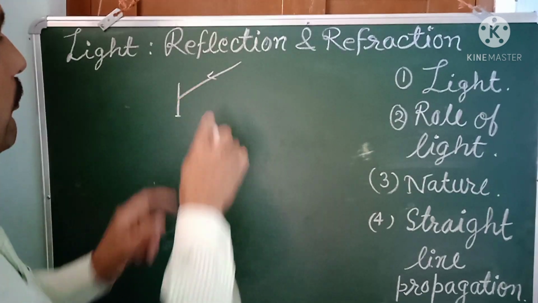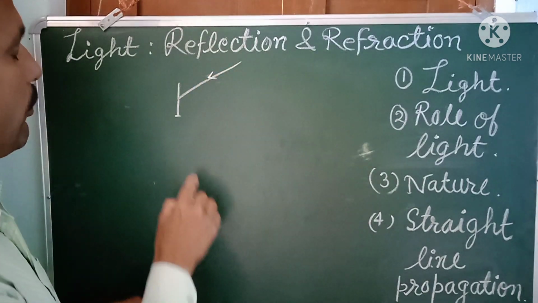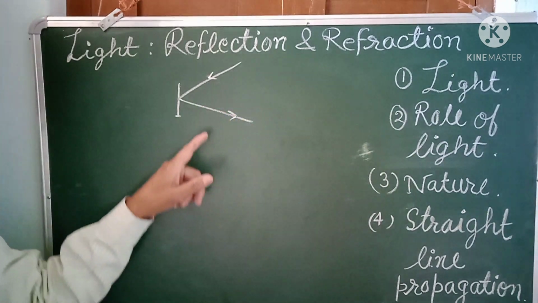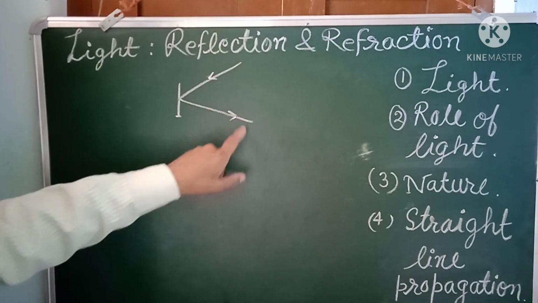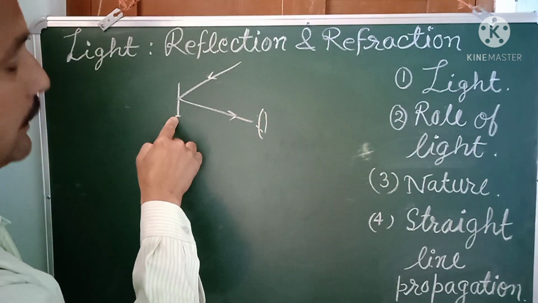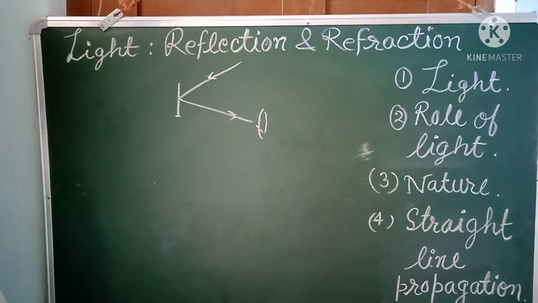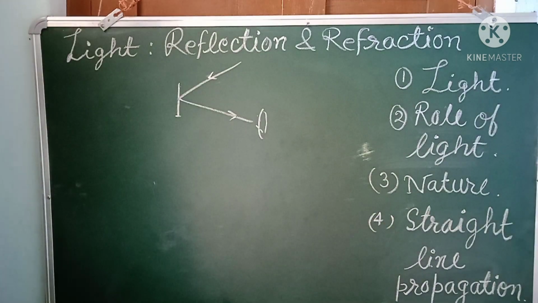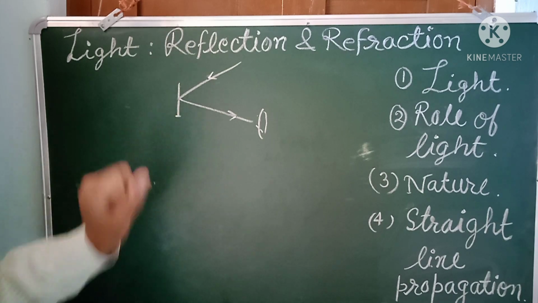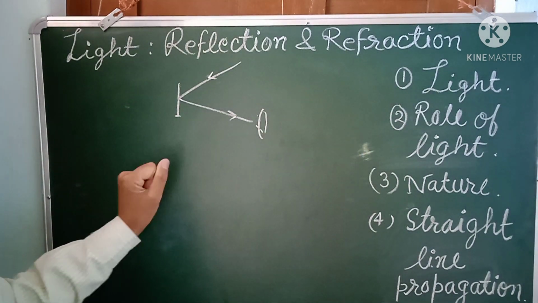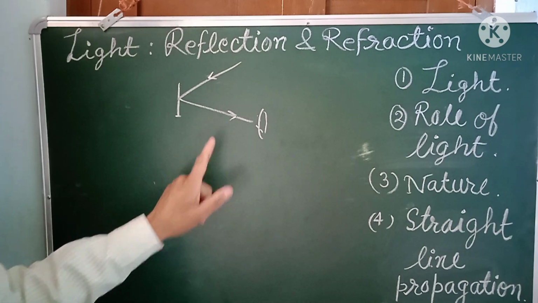it is a light ray. Whenever a light ray falls on any object, it reflects this light ray. When this reflected light ray enters our eye, then we can see this thing. That means light enables us to see things. So what is light? Light is a kind of energy which enables us to see things.